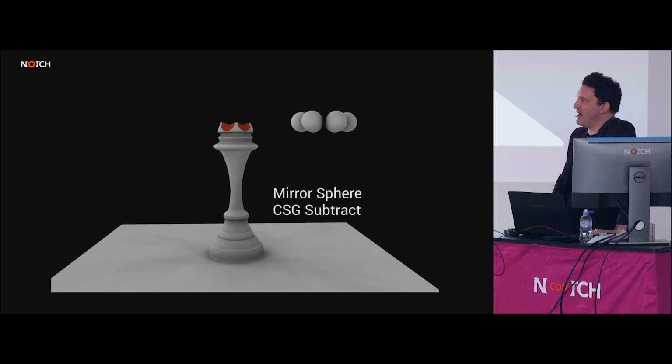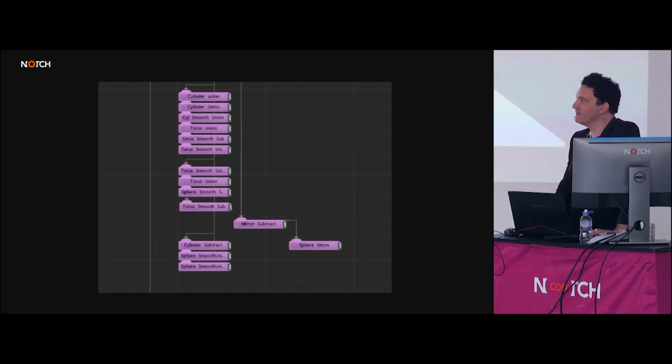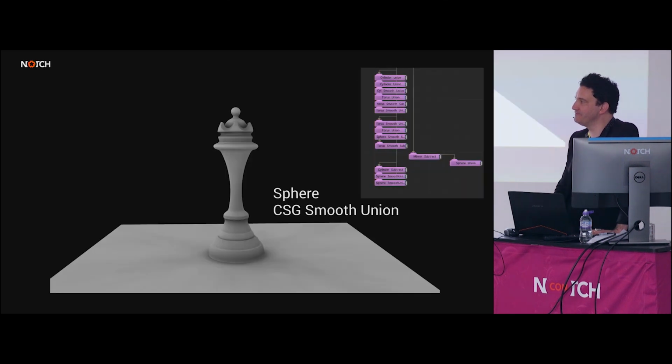And you see how that is applied to the chess piece. So it's cutting in the little crown onto the chess piece. And then we cut another sphere in to deepen the crown and give the detail. And then we add another sphere on top. And another one with a smooth union, like this blobby one. And that's the final graph.